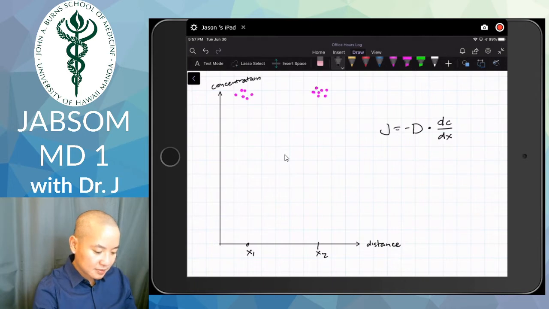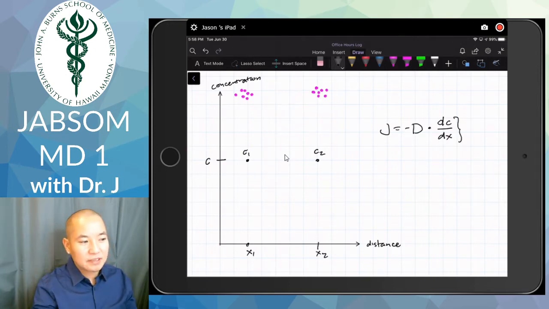So our concentrations at both points are pretty similar. Let's say they're equal. Let's just say this is a concentration in arbitrary units. Notice that the concentration at the first point is equal to the concentration at the second point. Now, what does that mean? Remember, this is actually a ratio. This part is a derivative, and whenever you have a derivative, you're taking the slope of something, how angled it is. So what's the slope of this line?